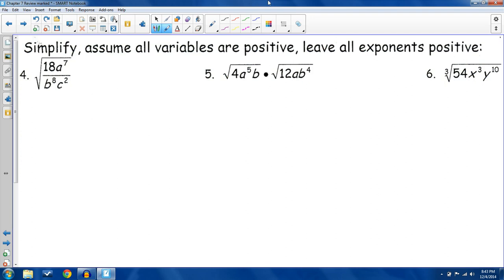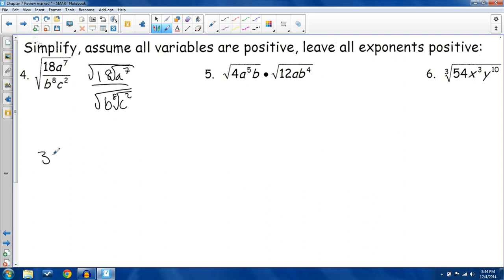Okay, here we go. Square root of 18a to the 7th over this. I'm going to split this up into two different square roots like that. That way I know I can take the square root of the top and the square root of the bottom. In fact, what you might want to do is start splitting these guys up as well: square root of 18, square root of a to the 7th, square root of b to the 8th, square root of c squared, because then you can pay attention to each individual thing.